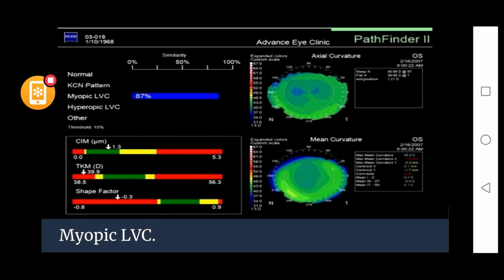Someone please, I think contact lens specialist may be able to answer this question. Anyone?